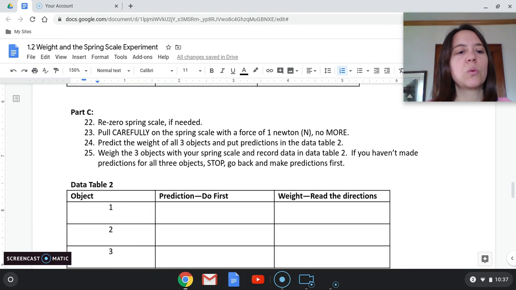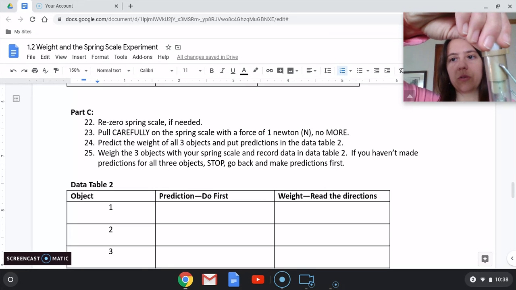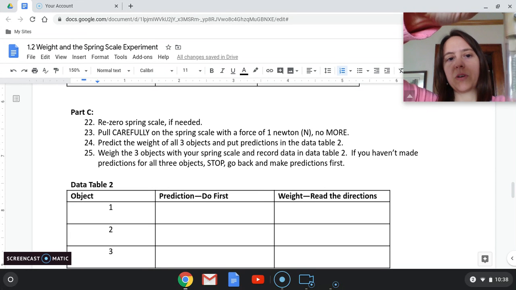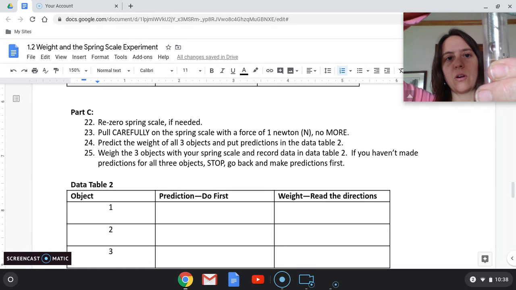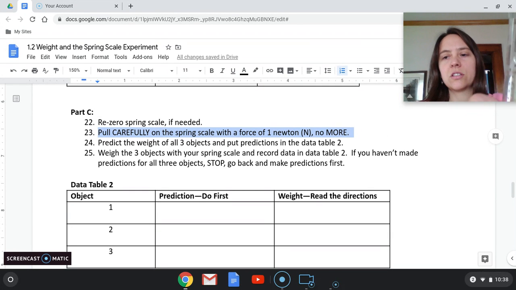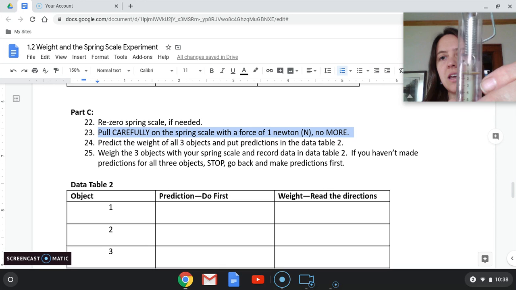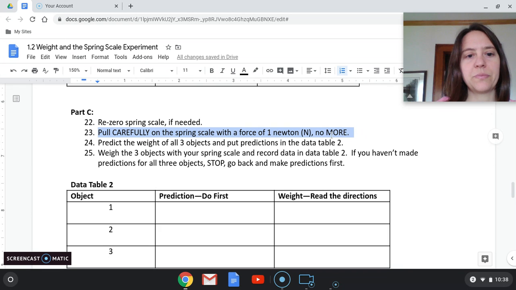Okay, part C, we're going to re-zero our spring scale if needed. So I'm going to re-zero it so that the top of the spring's force indicator is right there at 0. And there it is. And then I'm going to pull carefully on the spring scale with 1 Newton of force and no more. So let's get that so you can see it. And I am not pulling very hard at all.